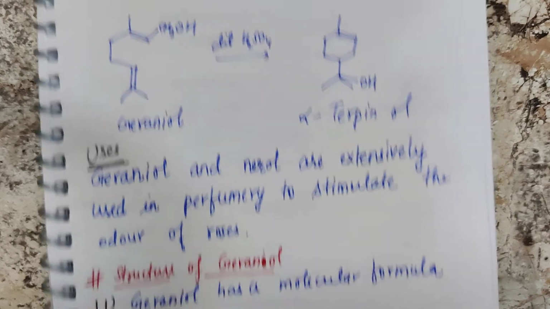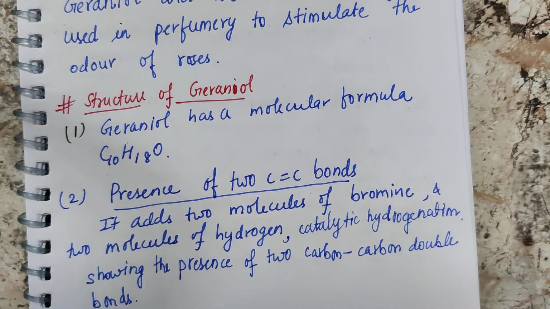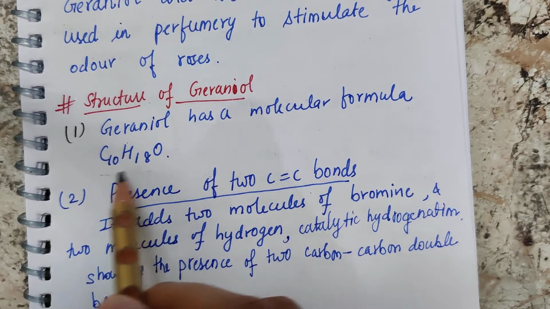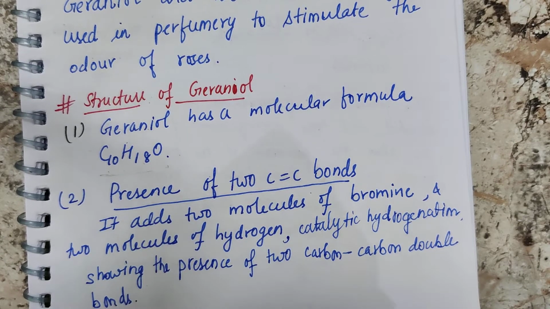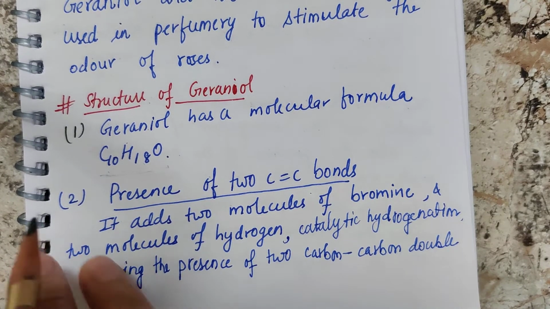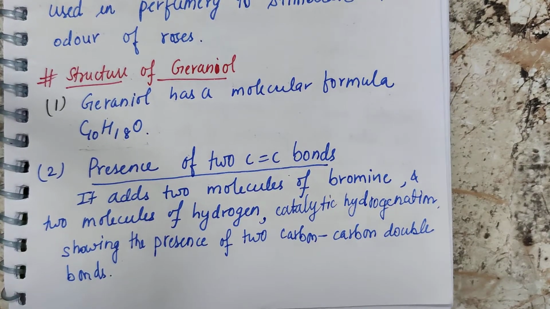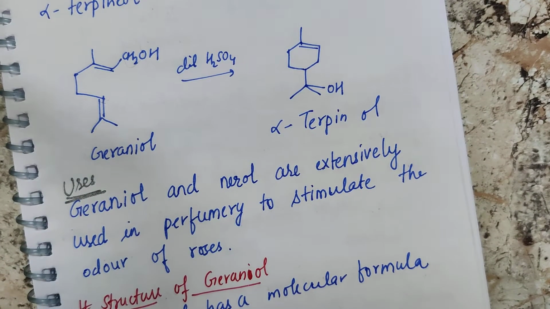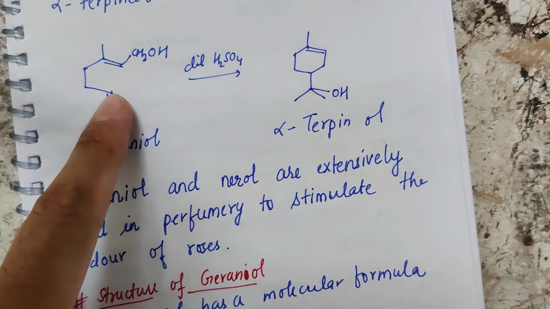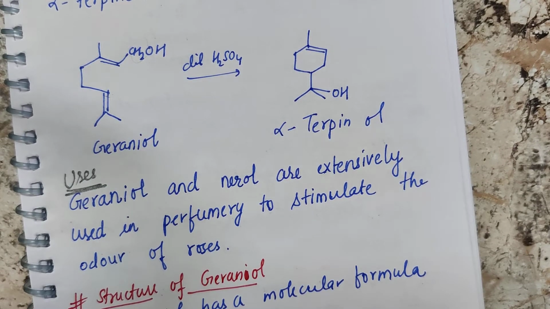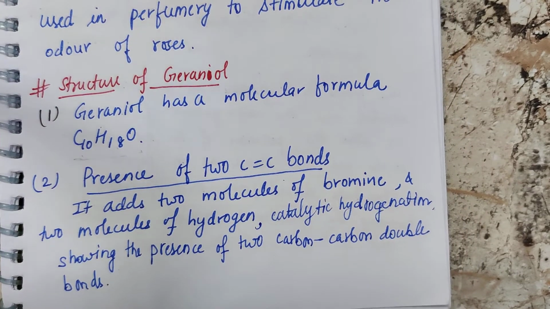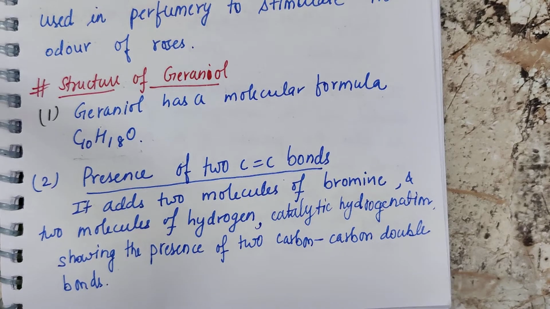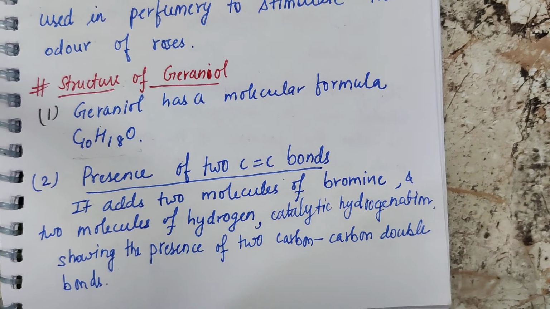Now the structure of geraniol, how it is determined. When we look at the molecular formula, this was the molecular formula, C10H18O. In the beginning they didn't know the structure of geraniol. So how did they reach the conclusion that geraniol has this specific structure? They found out that it has two double bonds and a primary hydroxy group, and everything was determined experimentally. First of all, the presence of two carbon double bonds: it adds two molecules of bromine.